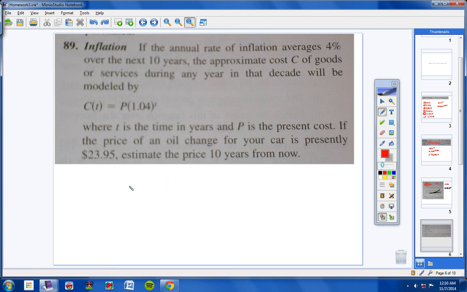So here's our model. Now C of T, right here, students, C of T simply means cost based on time. In other words, as time changes, the cost will also change. So C of T equals P. Now that's your starting amount. So it says here the present amount for an oil change is $23.95. So I'm going to put that for my P. And then obviously for T right here, I'm going to put 10.